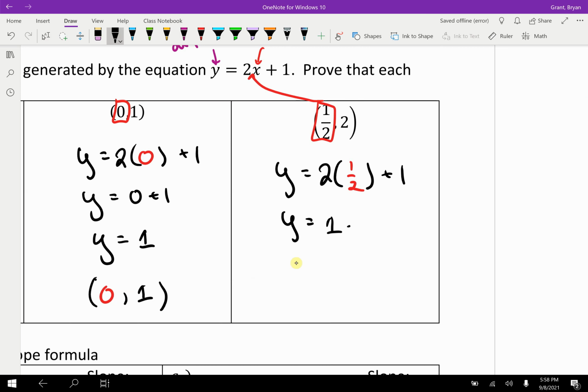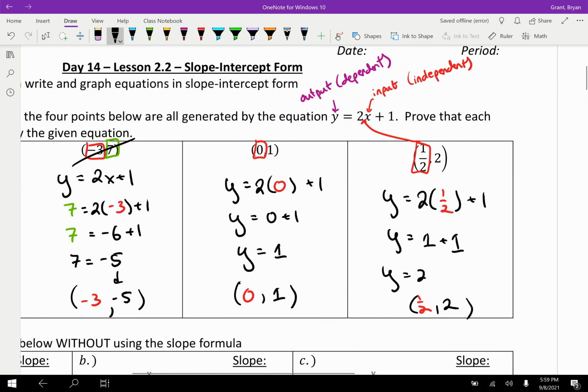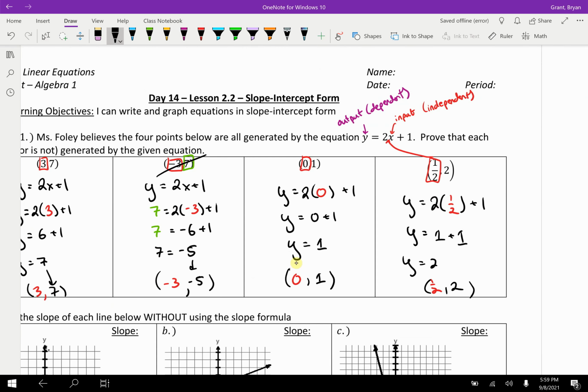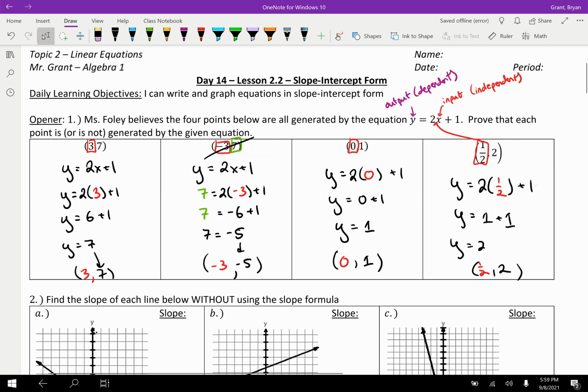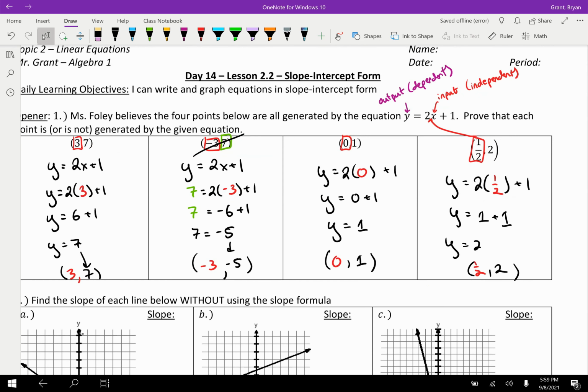Half of 2 is 1, and 1 plus 1 is 2. When we substitute in 1/2, we got an output of 2. All right, well, we found that 3 out of these 4 points are generated from the equation. So the question we should ask then is, what would happen if we graphed these 3 points?